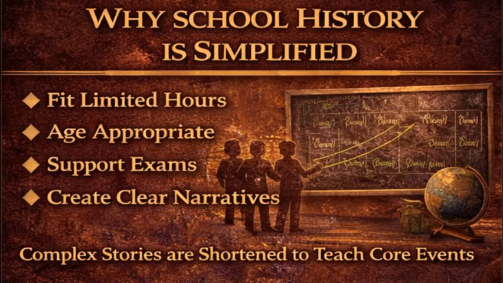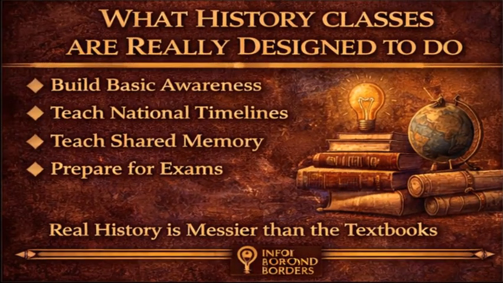This simplification is not unique to one country. It happens everywhere. Every education system must answer the same question: what should every student know by the end of school? And when something is chosen, something else is left out. School history is not designed to make students historians. It is designed to build basic historical awareness, create shared cultural memory, teach national timelines, prepare students for exams. This means history is often taught as a sequence of major events, a story of progress, a timeline with clear outcomes. But real history is rarely that simple.